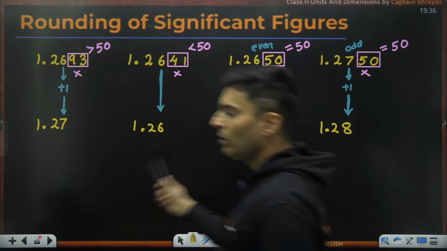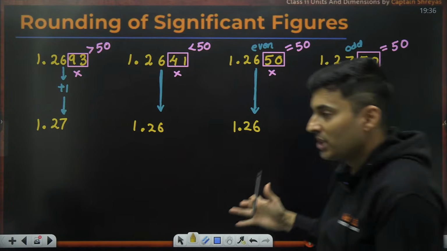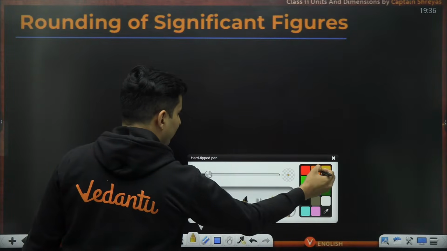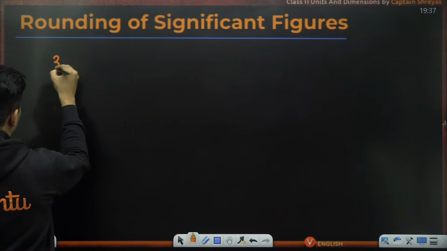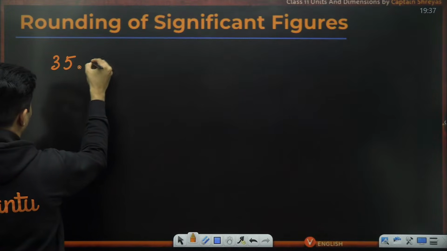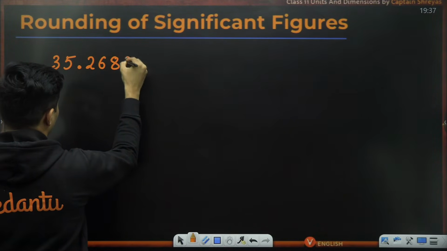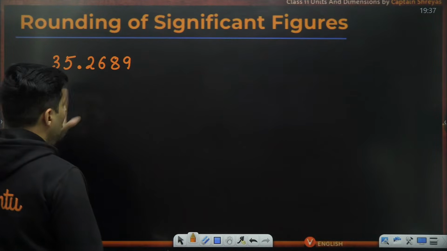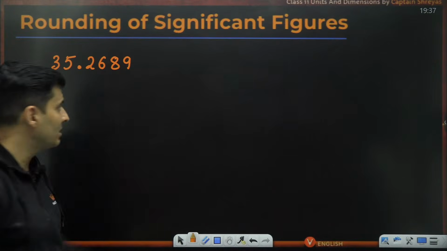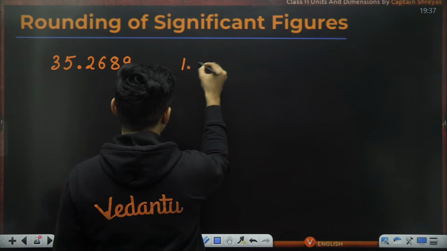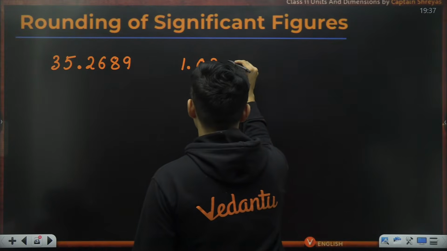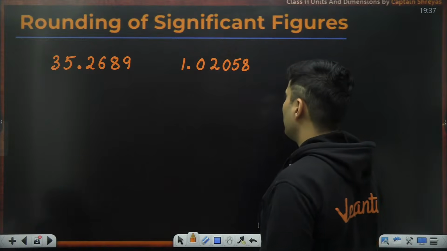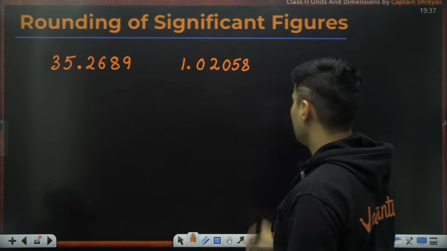Perfecto. How many of you did not know this? How to get rid of 2 digits or 3 digits? Can you guys quickly tell me how I will round off 35.2689 to 1 decimal place? To 1 decimal place, not 2 decimal places, 1 decimal place. And 1.02058 to 1 decimal place.